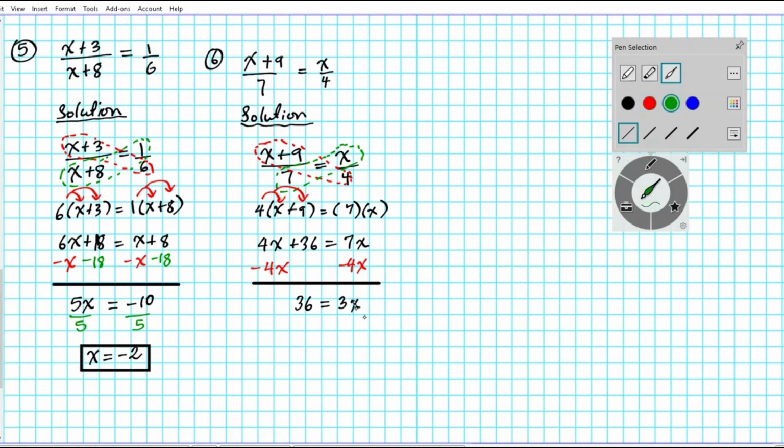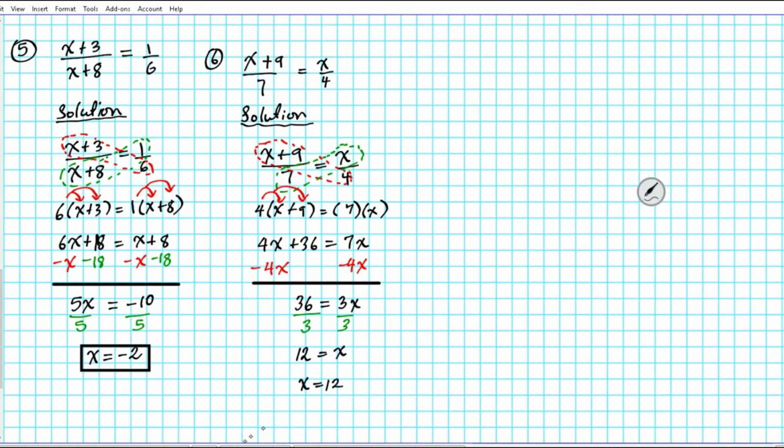Now to finish off, namely to get x isolated, we'll divide both sides of the equation by 3. And that will give us 36 divided by 3 is 12. And then this 3 is divided out, gives you x, or you can just write this as x equals 12. And that, ladies and gentlemen, is the answer to question number 6.